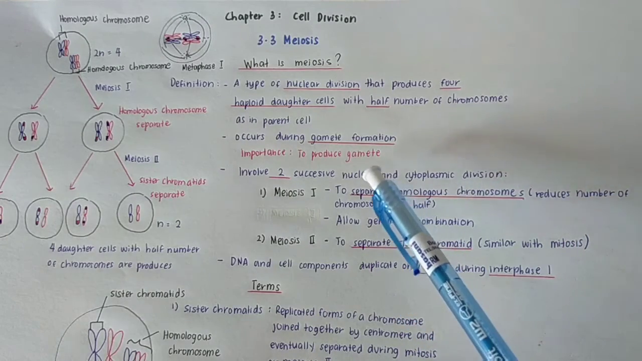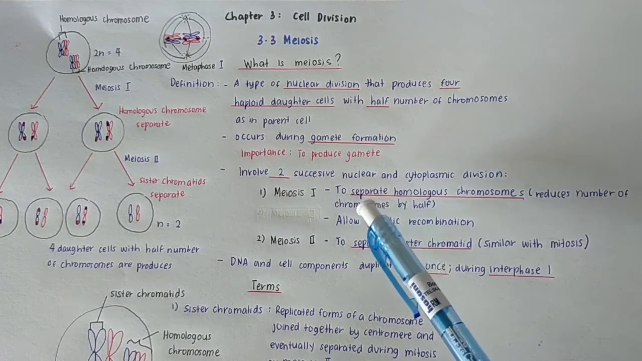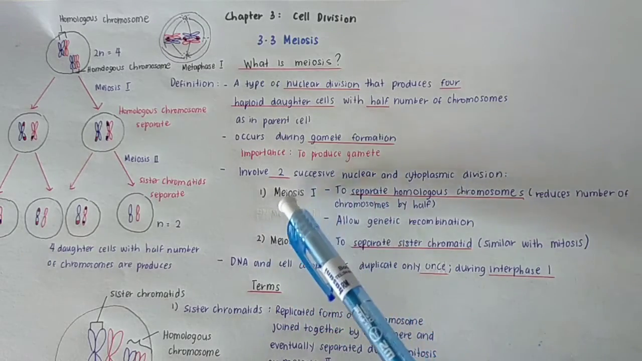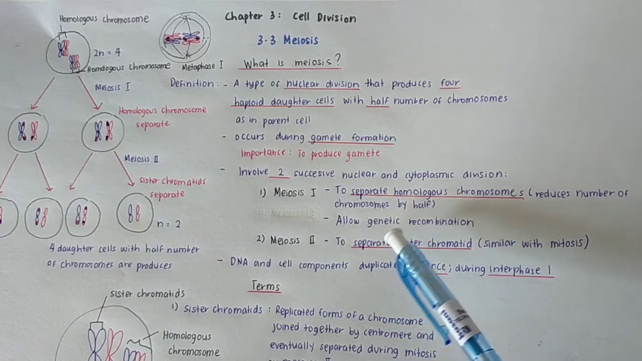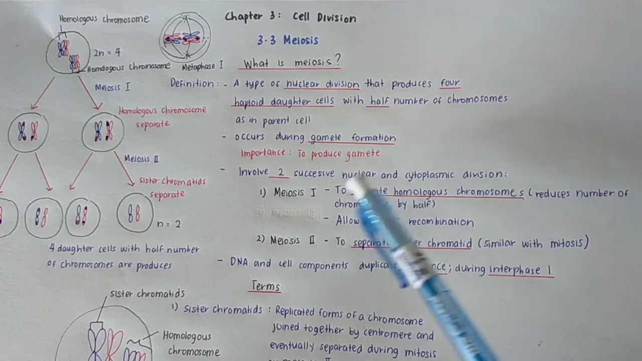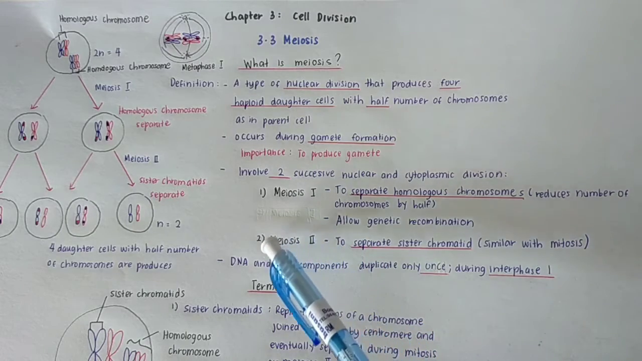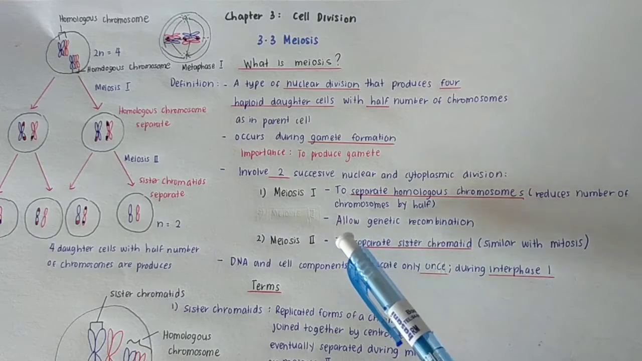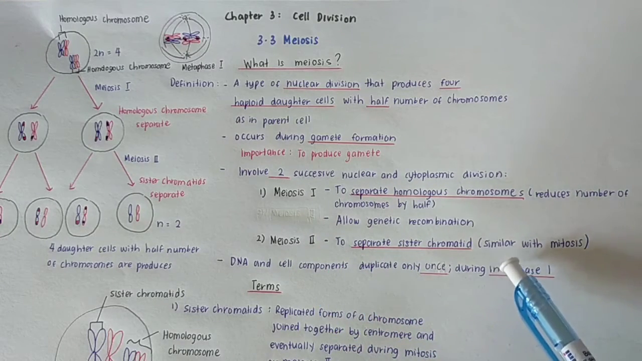Maksudnya baik sahaja berlakunya proses meiosis 1, bilangan kromosom sudah berkurang kepada separuh. One more thing, during meiosis 1, specifically prophase 1, it allows genetic recombination. Later I will explain the process of meiosis 1. Then meiosis 2 is to separate sister chromatids, and if you look at the process of meiosis 2, it is actually similar to mitosis.